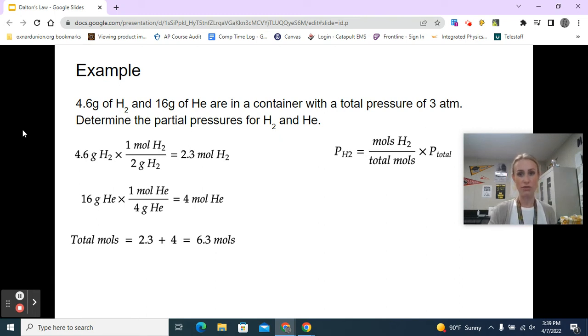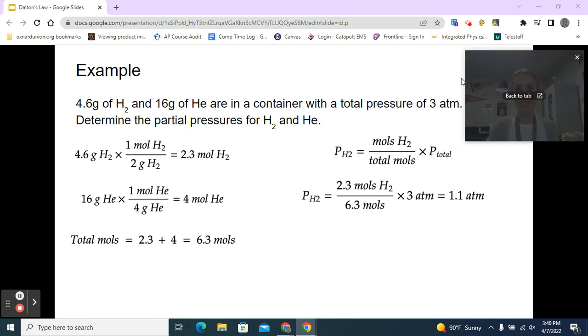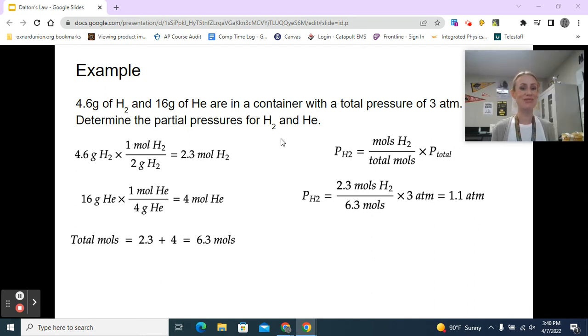So now using my first equation, we have the pressure of hydrogen is equal to the moles of hydrogen over the total moles times the total pressure. So we end up getting 2.3 moles of hydrogen, which we got before, over the total moles of 6.3 times the total pressure, which was 3 atmospheres. And so here we get 1.1 atmospheres. So that is going to be the partial pressure of hydrogen gas in this mixture.